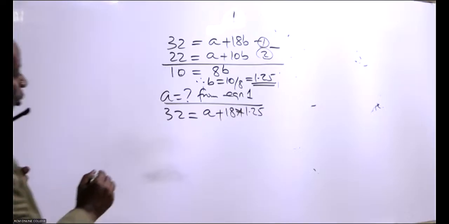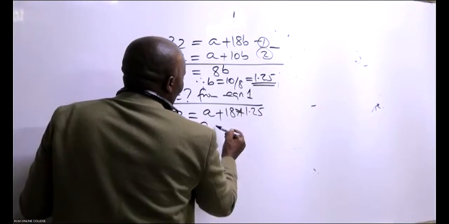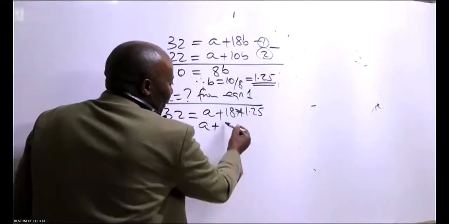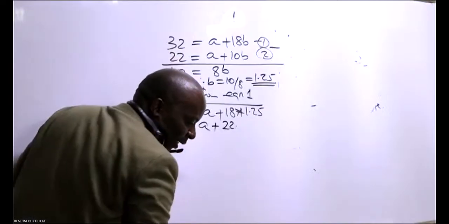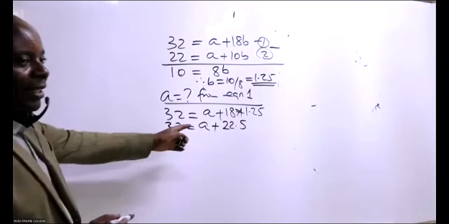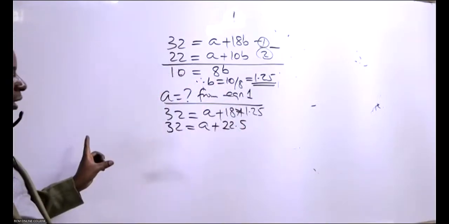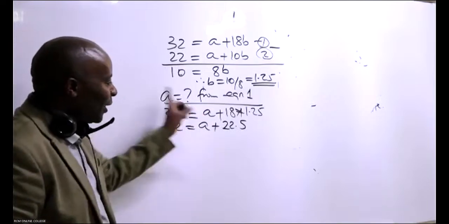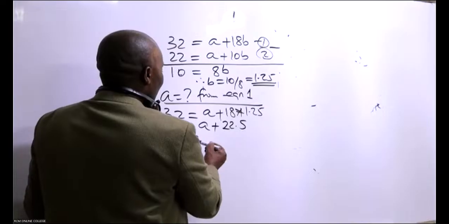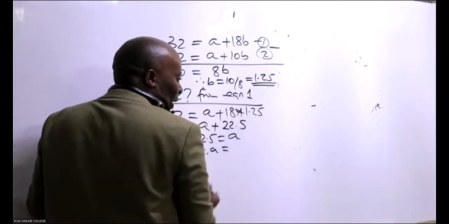So then can somebody do the abracadabra here and give me the answer? So this will be 18 times 1.25. Are you able to give me this figure? 22.5. Thank you so much. Then we make a the subject of the formula. So meaning that this has to cross over. Here it's positive, on the other side it becomes what here? Negative. So it will be 32 minus 22.5 equals a. Therefore, a will be equal to what here, somebody?